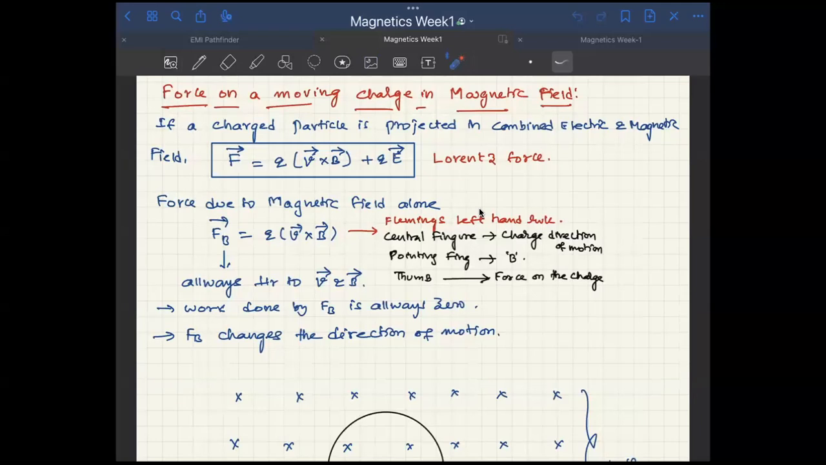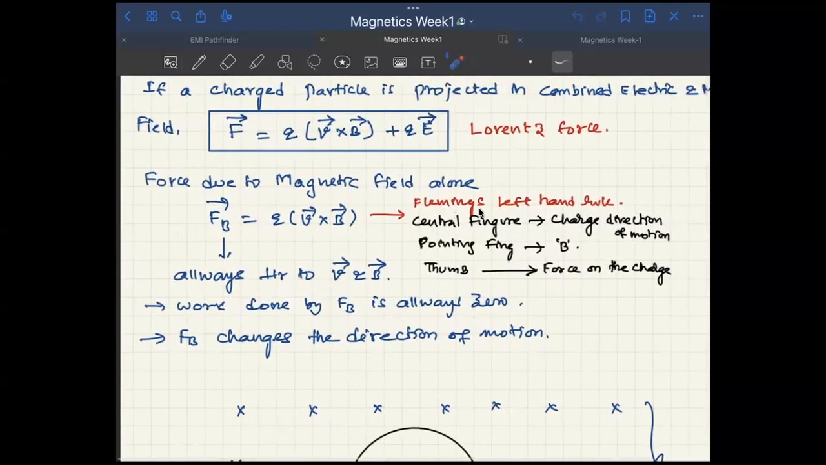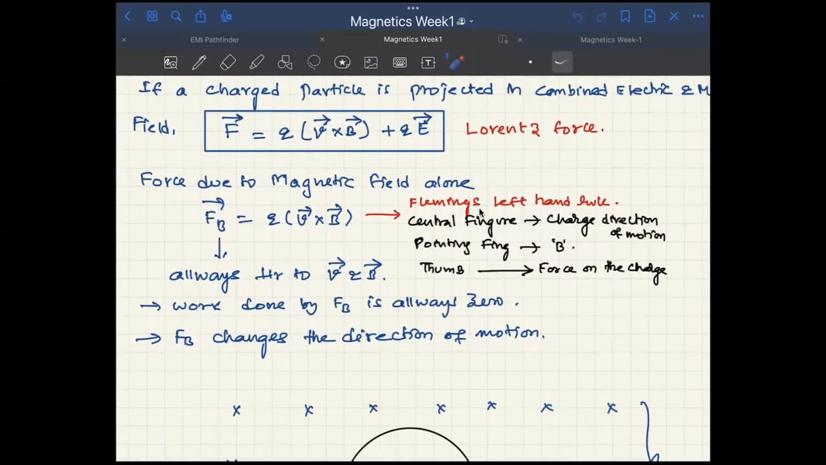So if a charge is projected with a velocity v bar in a magnetic field B bar, it will experience a force given by F_B is equal to, is it derived? No, it's not derived. Like your Coulomb's law, it is not derived. It is observed from nature and the behavior of the charge in different magnetic fields. So this is like your fundamental equation: F_B bar is equal to q v bar cross B bar.